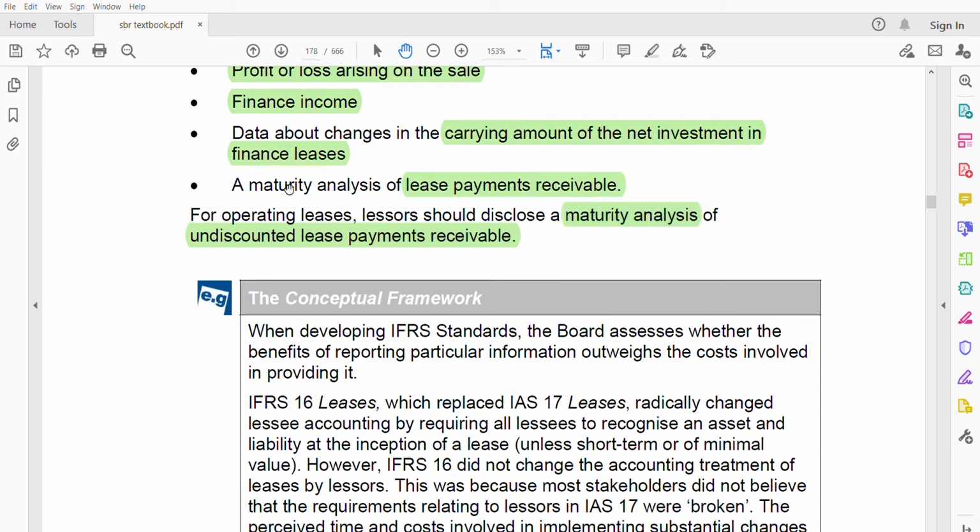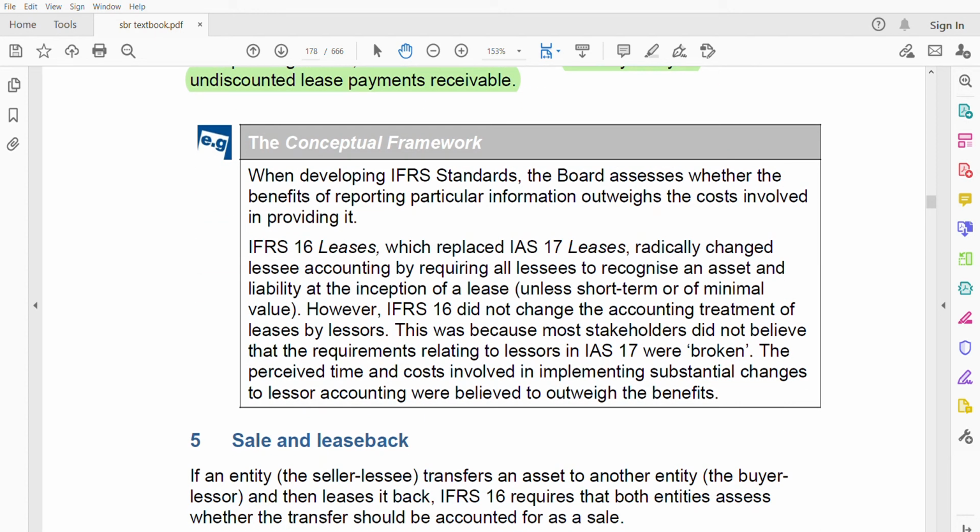Same for finance also. Now let us go to the conceptual framework example before I touch the next concept, sale and lease back. In sale and lease back, we need two standards. One is IFRS 15 for sale and one is IFRS 16 for lease part. When developing IFRS standards, both assess whether the benefits of reporting particular information outweigh the cost.